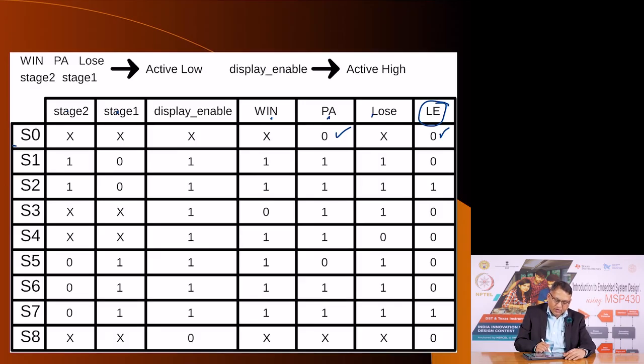In S1, you are indicating that you are in stage 1, because again it is an active low LED. You have enabled the display, you are indicating that it is neither win nor lose nor play again, and you have enabled the latch, and from here you see each of these stages have indicated the kind of outputs that will be produced. Some of these outputs go to the outside world in the form of win, play again, lose, or stage 1 and stage 2.